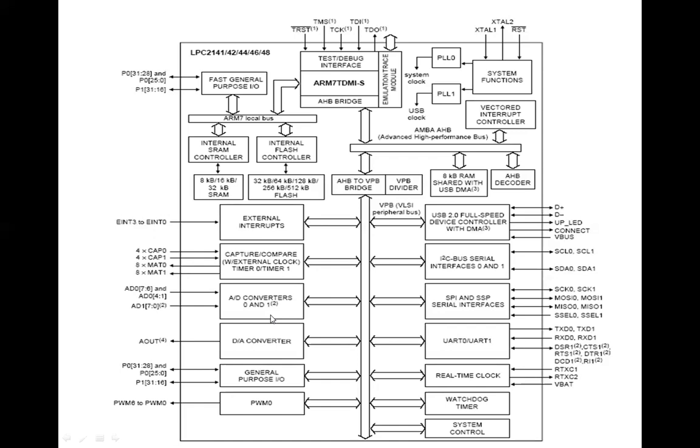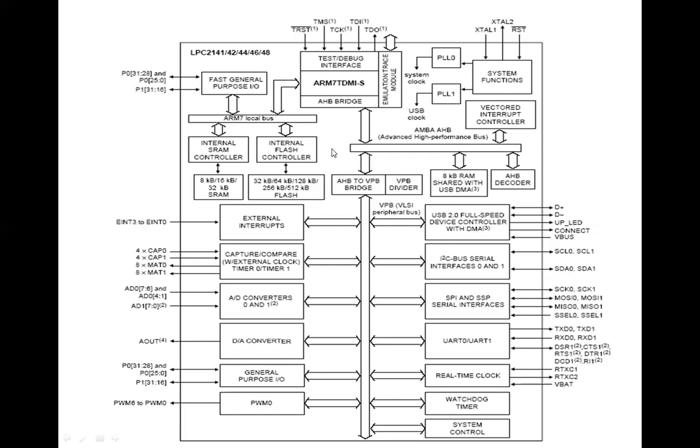Similarly, a USB 2.0 full speed device controller with DMA facility is available, and each and every section is linked with the VPB bus, that is the VLSI peripheral bus, which is shared with the AHB to VPB bridge, and then it is linked with your ARM7, right? So this is the ARM7 LPC2148 block diagram, or you can say the architecture. Now we will see one by one what these are.